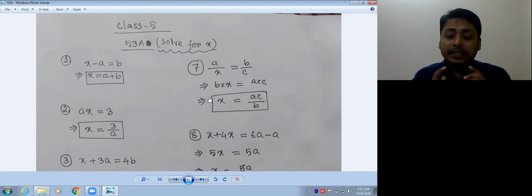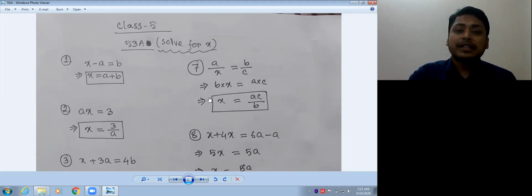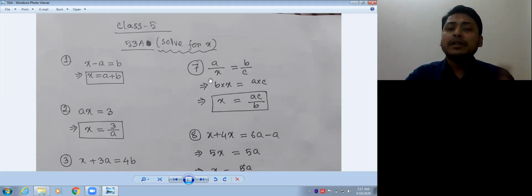Okay. But here, the cross multiplication is called the corner multiplication. That means the down number of the left hand side will be multiplied with the upper number of the right hand side. So we do cross multiplication whenever we get two fractions on both sides of an equation, and to remove the fraction we have to use the cross multiplication.